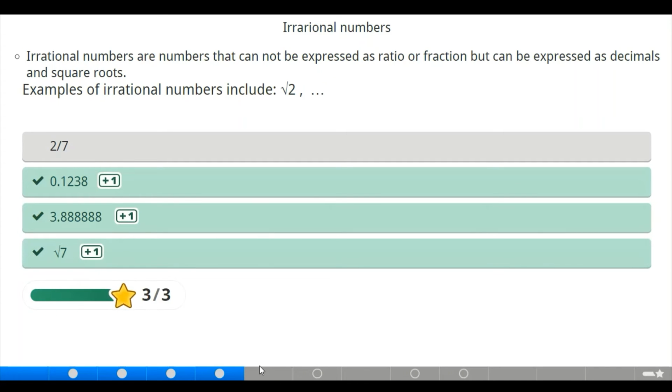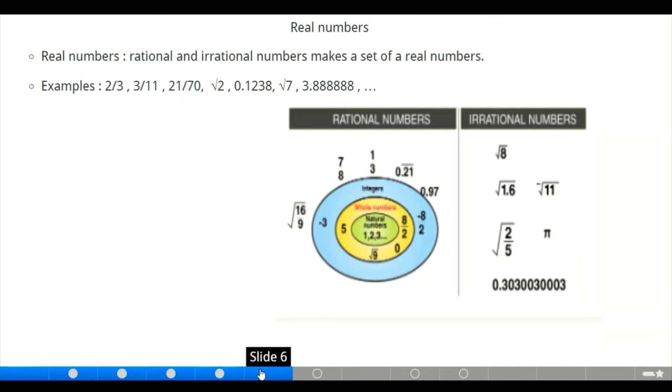Wow, we are cool. Now let's look at the topic again that we have under numbers and language, which is real numbers. So when you're talking about real numbers, it consists of the set of what? Of both rational numbers and irrational numbers.